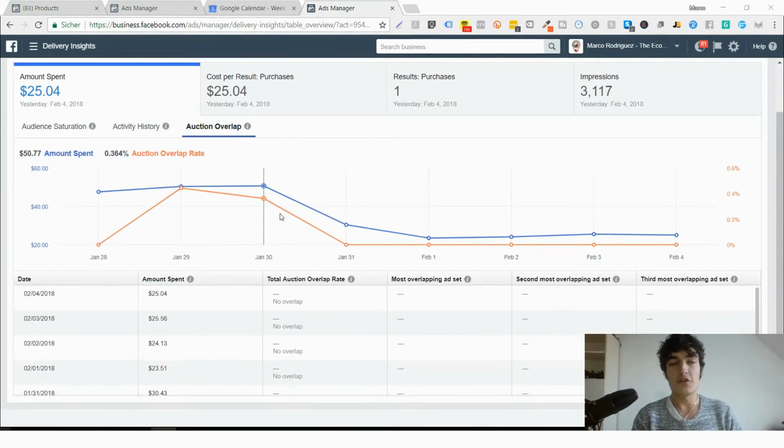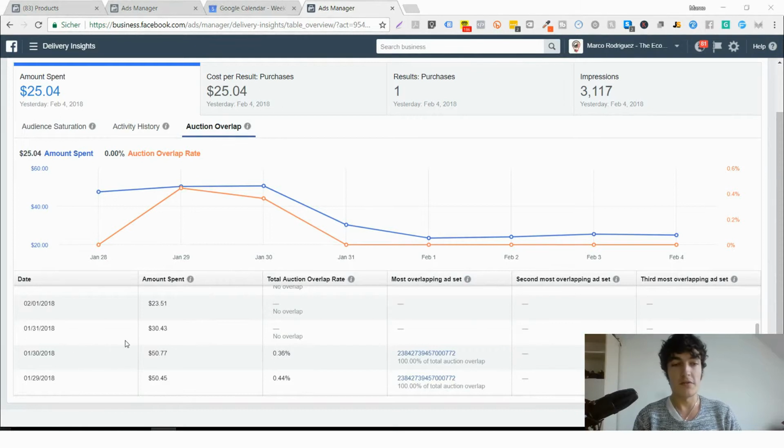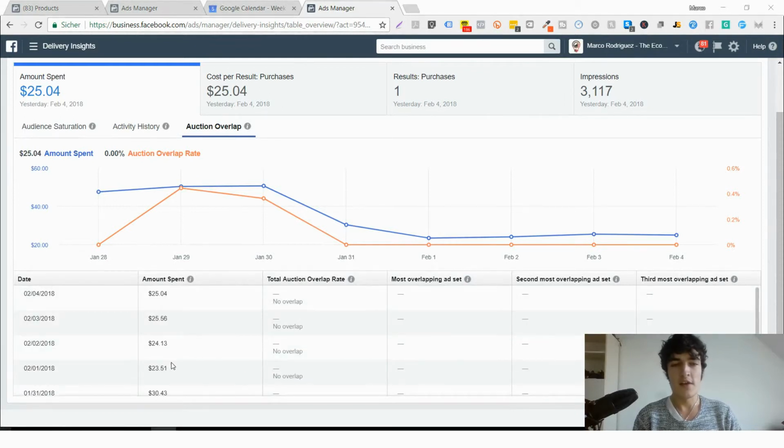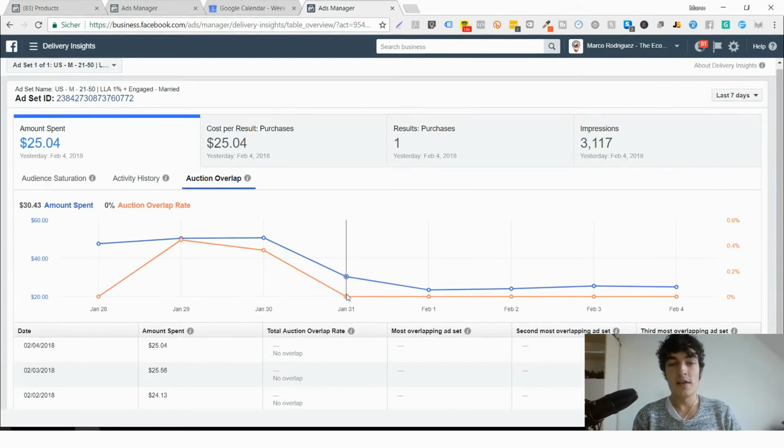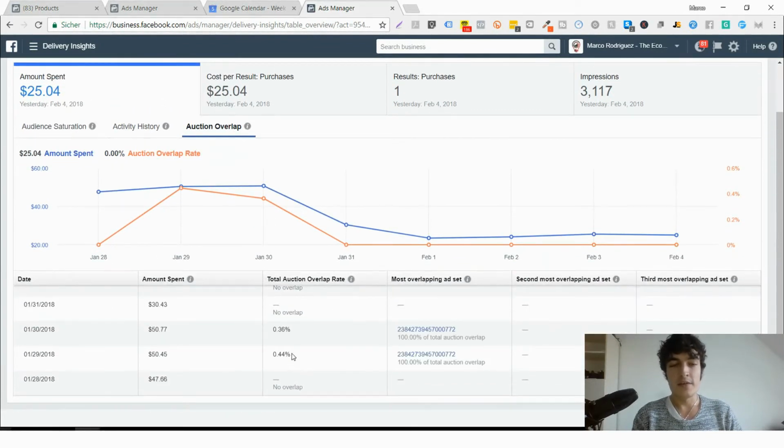And if you have a look at auction overlap, you can see how often one of your ad sets was overlapping with another ad set in terms of having the same users in both of them. So you can see in this specific ad set here, which currently runs at $25 a day, it used to run at $50 a day, we have no overlap at all. We had 0.36% and 0.44% overlap on these days, but since then we had no overlap at all. And this means that on this day here, 0.44% of the people in this ad set were actually also in another ad set that we run. So there was this overlap.